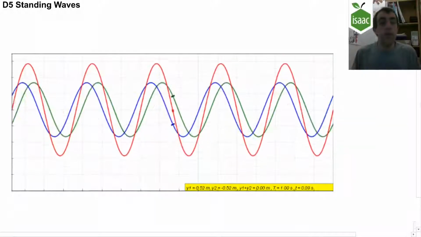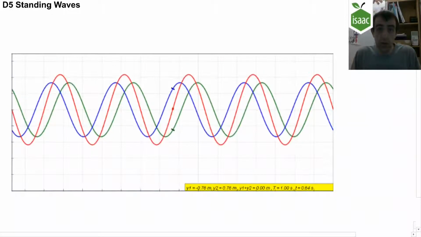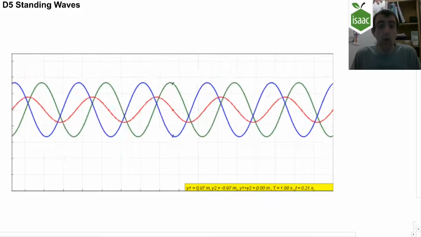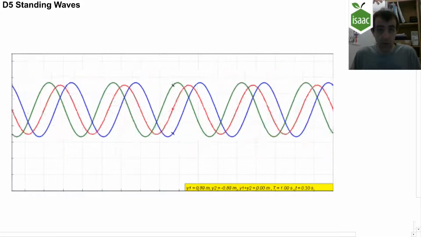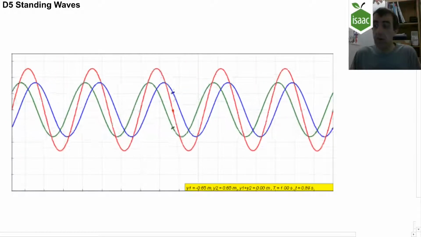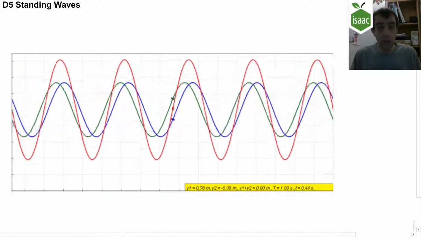This video is all about standing waves, also called stationary waves. Stationary waves form when two waves are coincident and have the same wavelength and frequency. Here you can see on the screen an example of a standing wave.